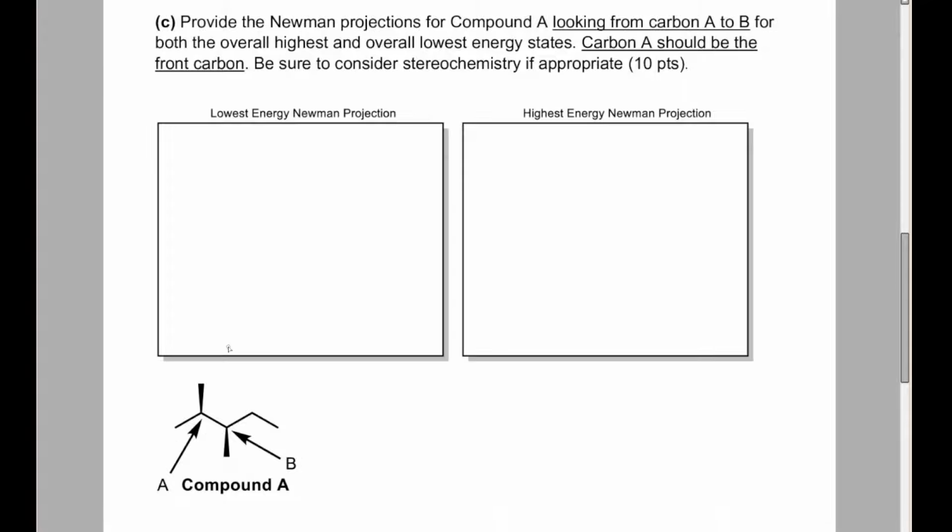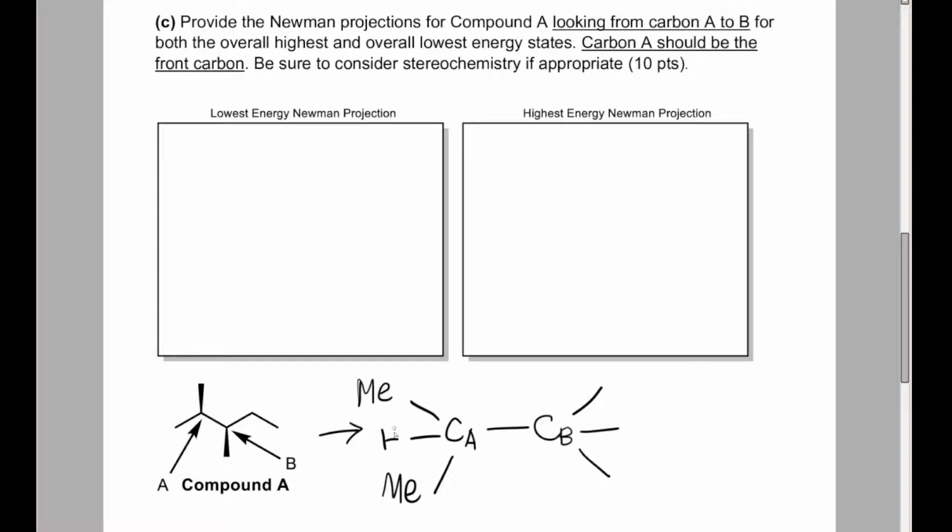And first, before I draw the Newman projections, what I like to do is to redraw this in a more linear way so that it's easier to see all of the substituents. So I will label carbon A bonded to carbon B. There's always going to be 4 bonds to each carbon, and there's two methyl groups bonded to carbon A.